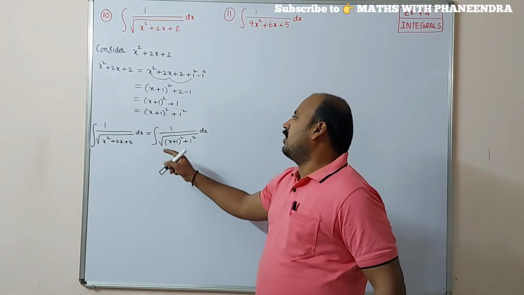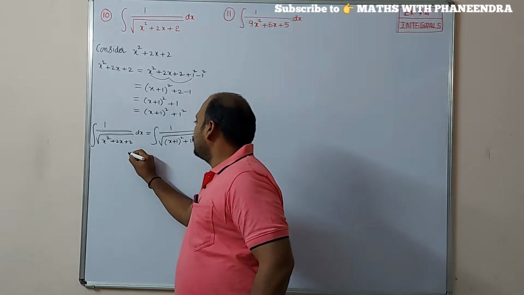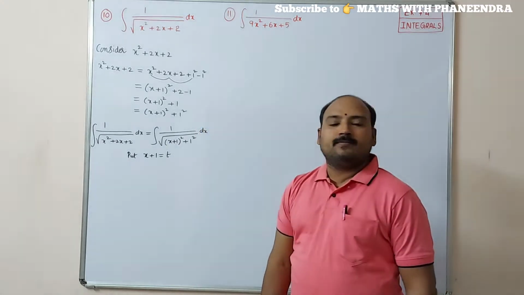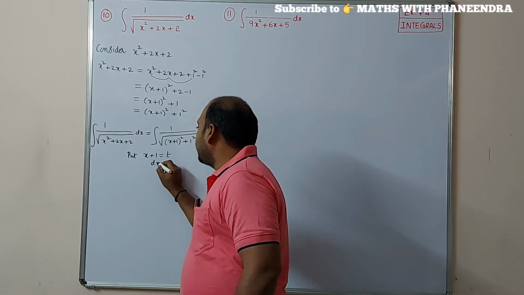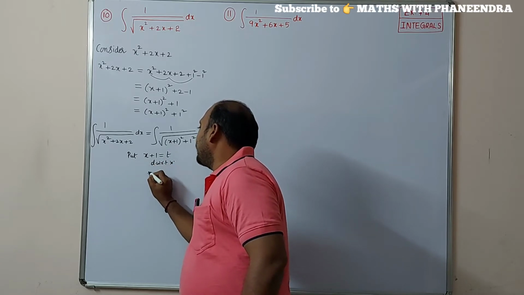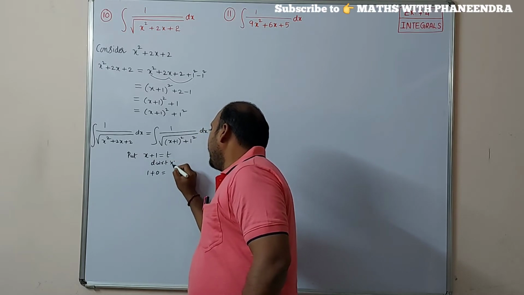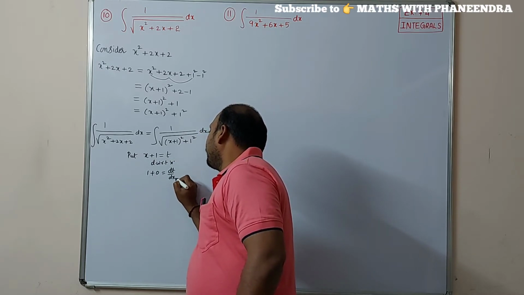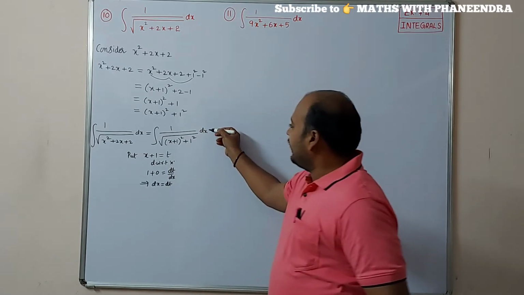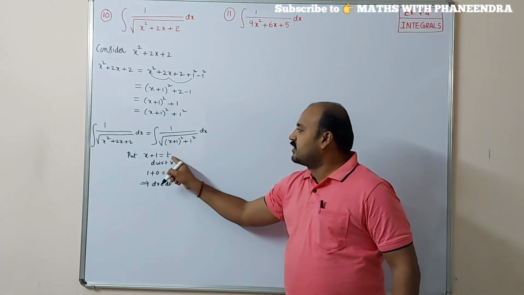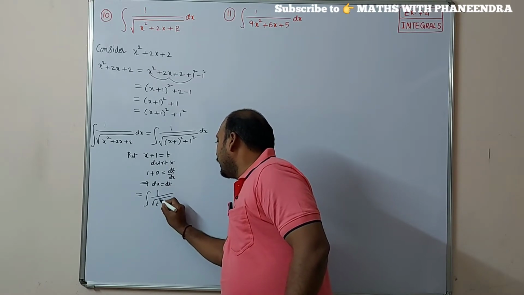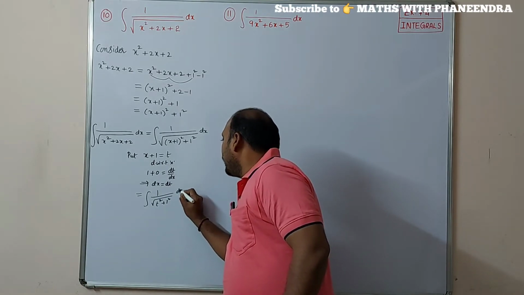Yeah, after getting this form, put x plus 1 is equal to t. Put x plus 1 is equal to t means differentiate with respect to x. So d by dx of x is 1 plus constant derivative 0. The derivative of t with respect to x is dt by dx. So, cross multiplying, dx is equal to dt. So in place of dx, replace with dt, and in place of x plus 1, t. Therefore, it is equal to integral 1 by root over t square plus 1 square into dt.